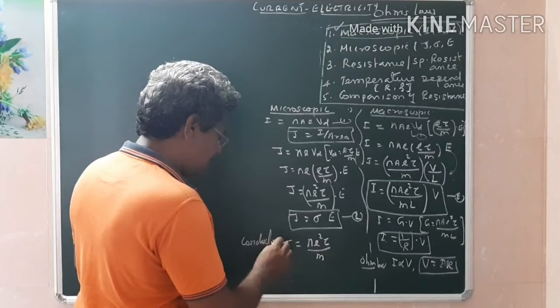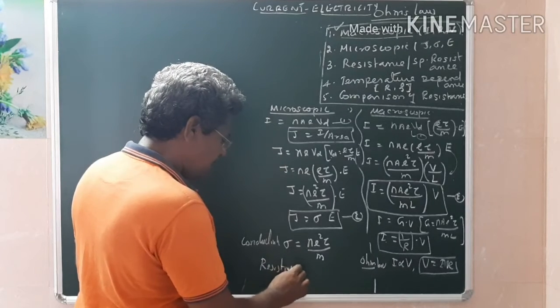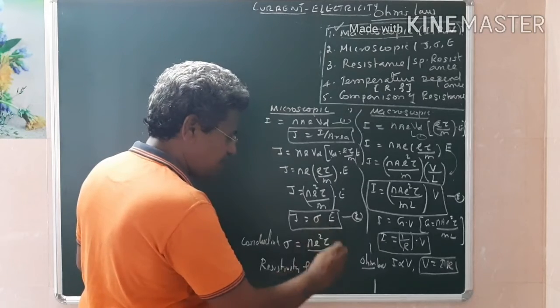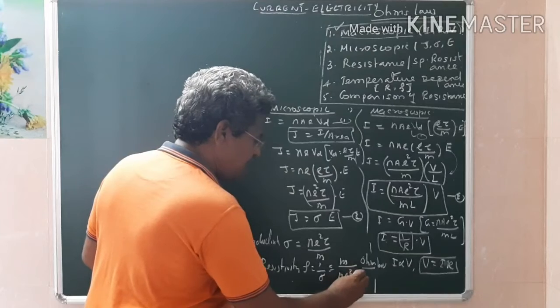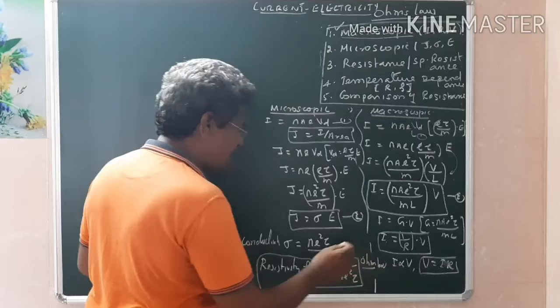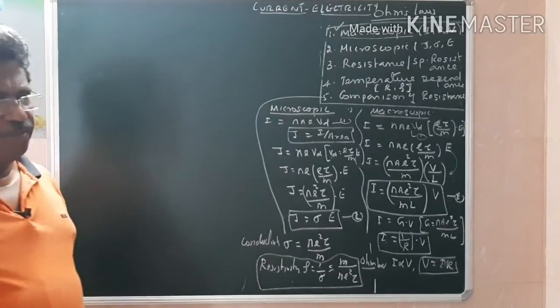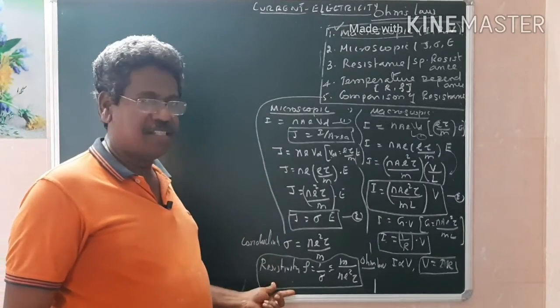Specific conductance or conductivity. Suppose you want to find out resistivity. Resistivity is rho. Rho is nothing but 1 by sigma. That means the reciprocal of this term is equal to m divided by n e square tau. This is another expression we have arrived at from the microscopic Ohm's law. Therefore, two important contributions we got from the microscopic Ohm's law: one is conductivity, the other is resistivity.